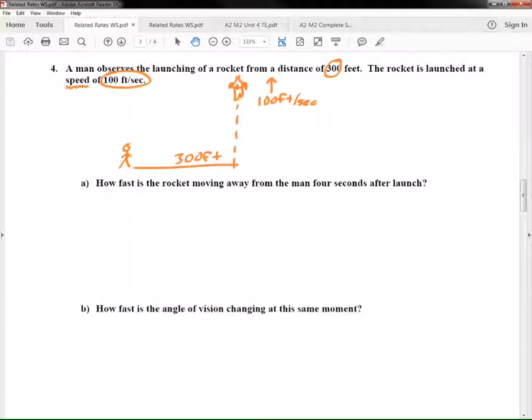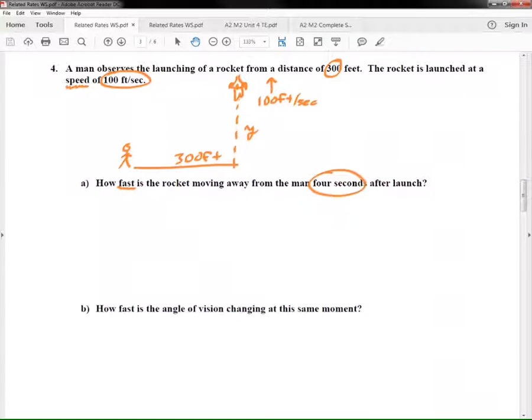All right, so this distance is obviously changing, so it needs a variable. I want to use y, just because y is usually the one we use to measure a vertical distance. Let's read this next question because we don't have a goal yet. How fast? Fast is a rate word. How fast is the rocket moving away from the man, 4 seconds after the launch? All right, so that's the question there.